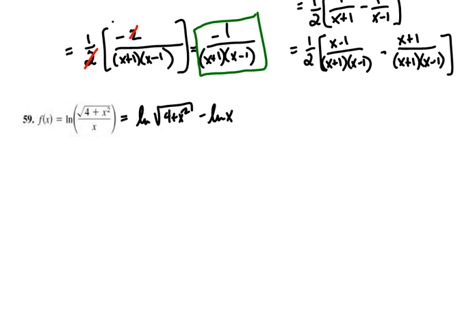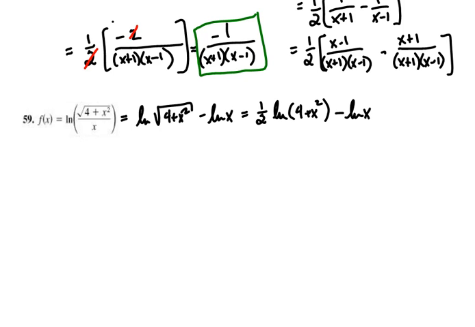And all we did there is apply the properties of logs to that quotient. The log of a quotient is the difference of the logs. Now I have the natural log of square root of 4 plus x squared, and that's the same as 4 plus x squared raised to the 1/2, so we can still bring that 1/2 down. And so we end up with 1/2 times the natural log of 4 plus x squared minus the natural log of x. And the 1/2 only applies to the first term. It's because it was the square root of 4 plus x squared. It doesn't apply to the natural log of x in the second term.